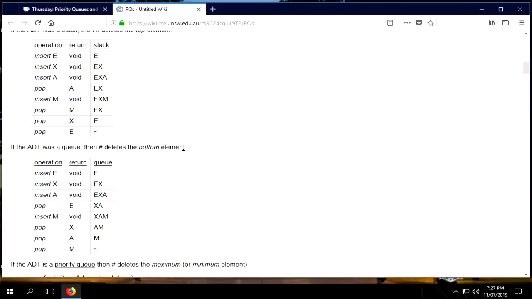So it's very important, of course, that you get your pushes and pops right, that you've got the data structure you think you've got, and you've got the right operations on them.